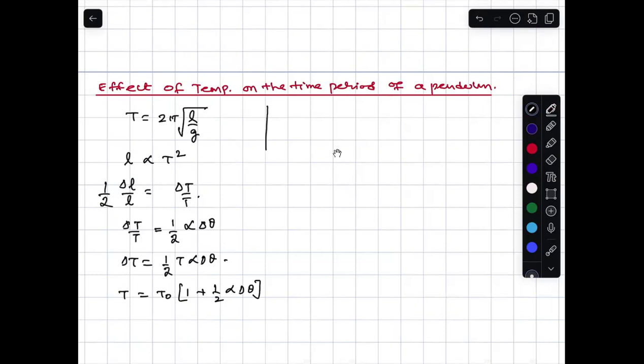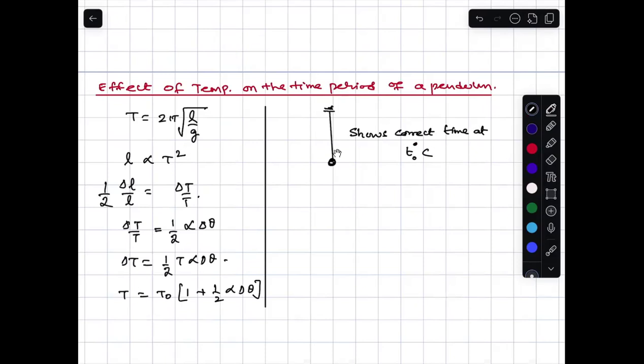Now, for example, my pendulum clock shows correct time at T naught degree centigrade, for example.